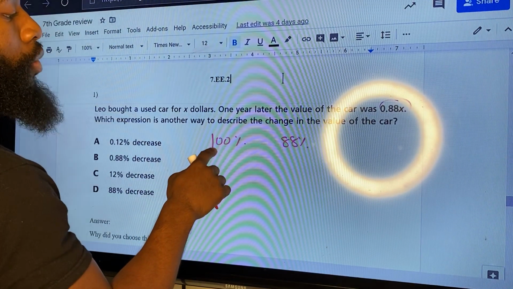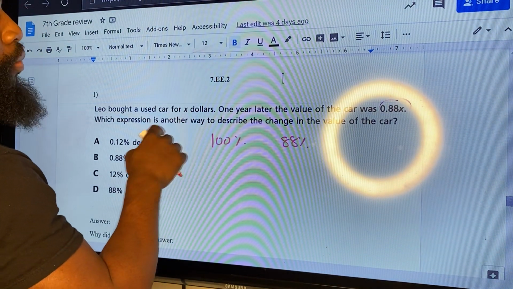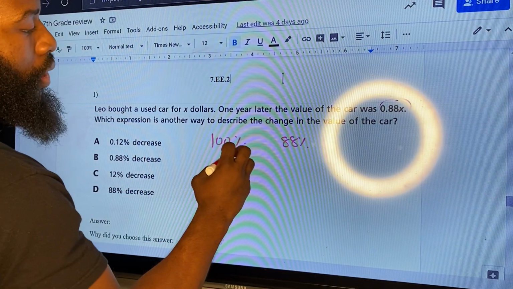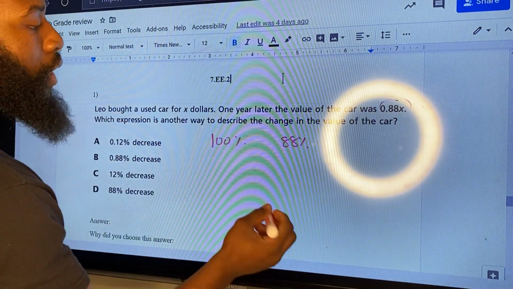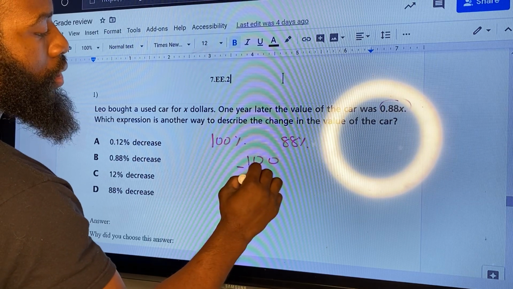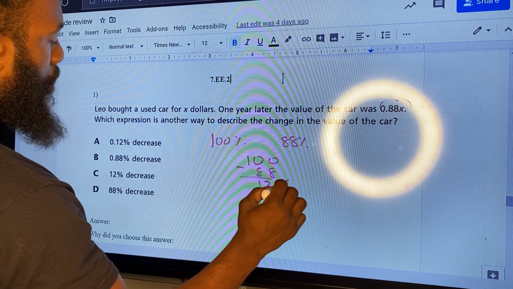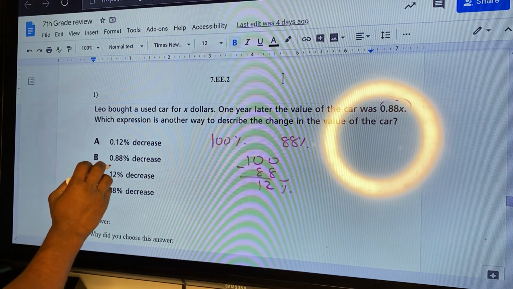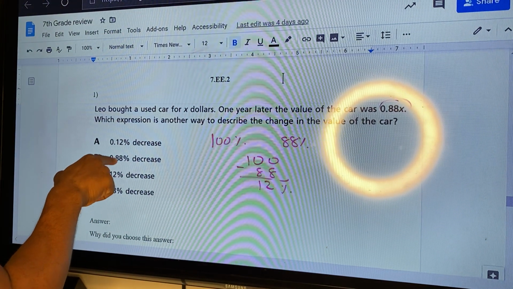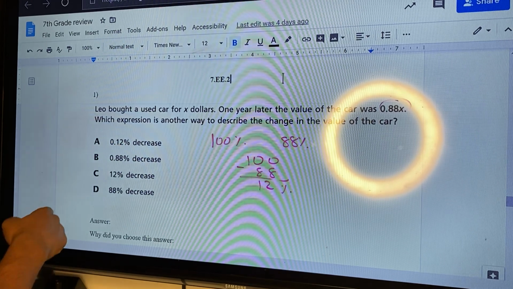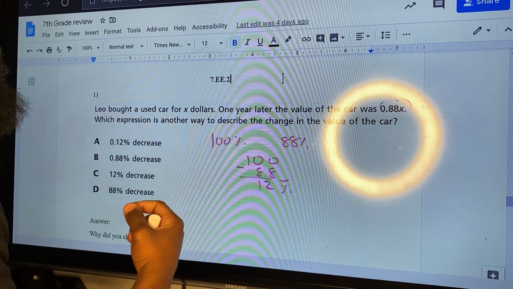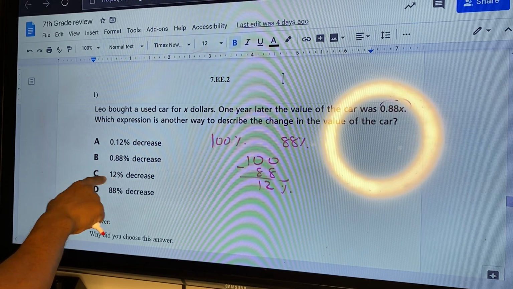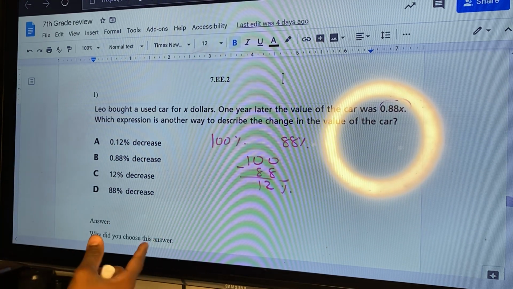So from 100% when you first got it, after a year of use it gets to 88%. To find the change, you use subtraction, and that'll be a 12% decrease. The reason it's 12% and not 0.12 is that they want a percentage. 0.12% and 12% are two different values.